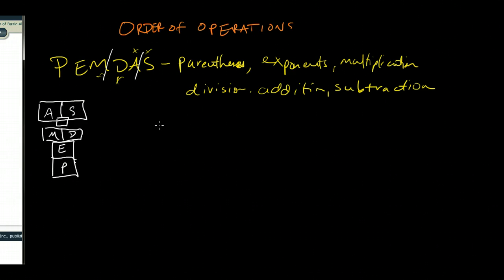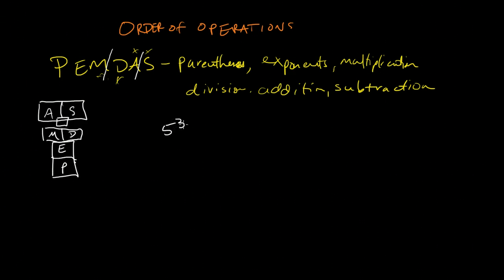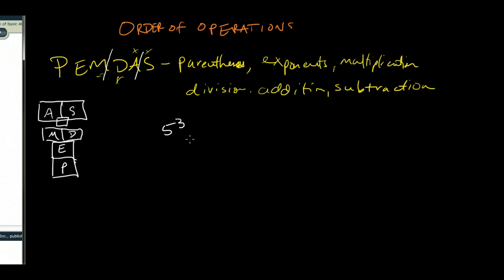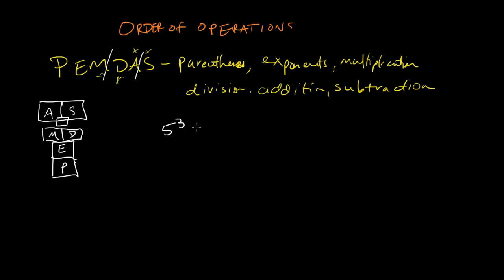So let's look at an example. Let's try 5 to the third power plus 20 times 40 plus 8 squared minus 29. Okay, so 5 to the third power plus 20 times 40 plus 8 squared minus 29.